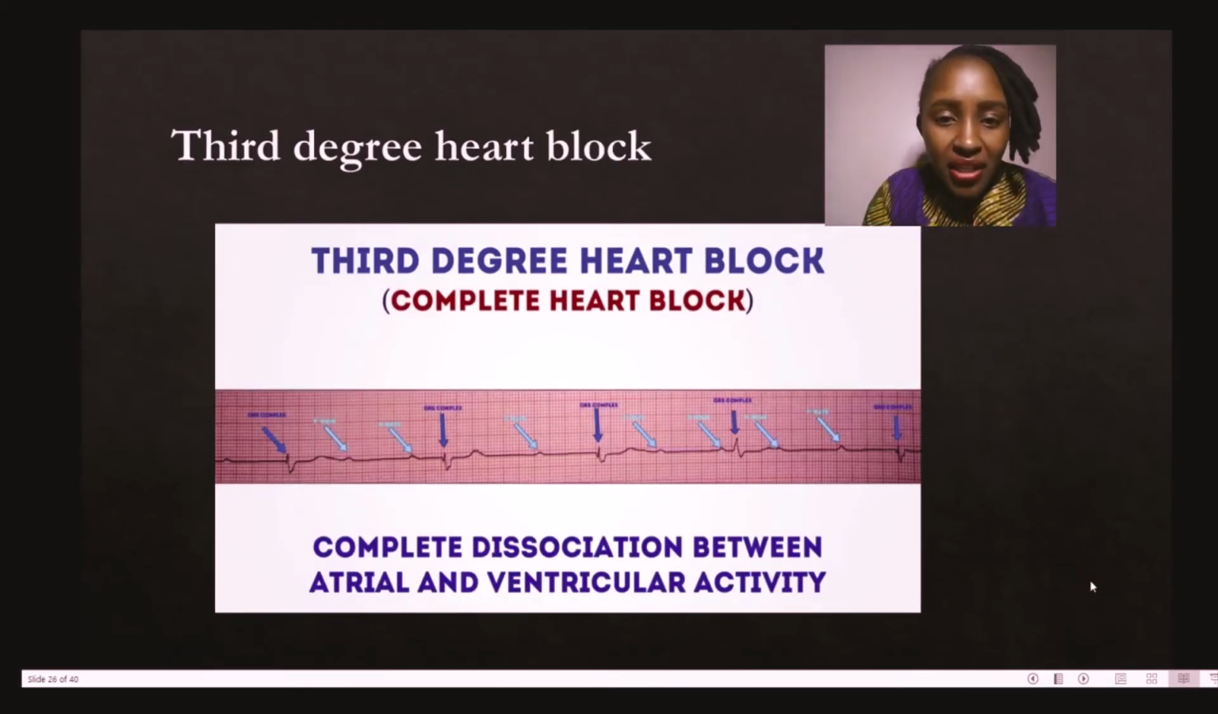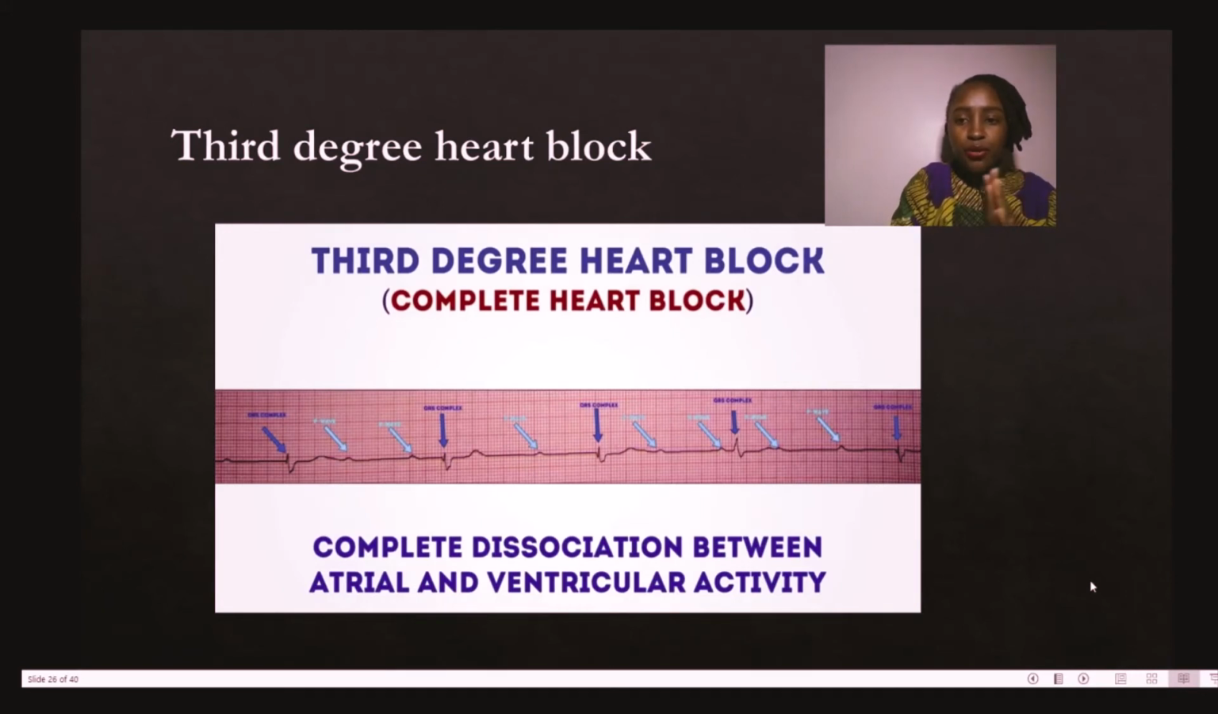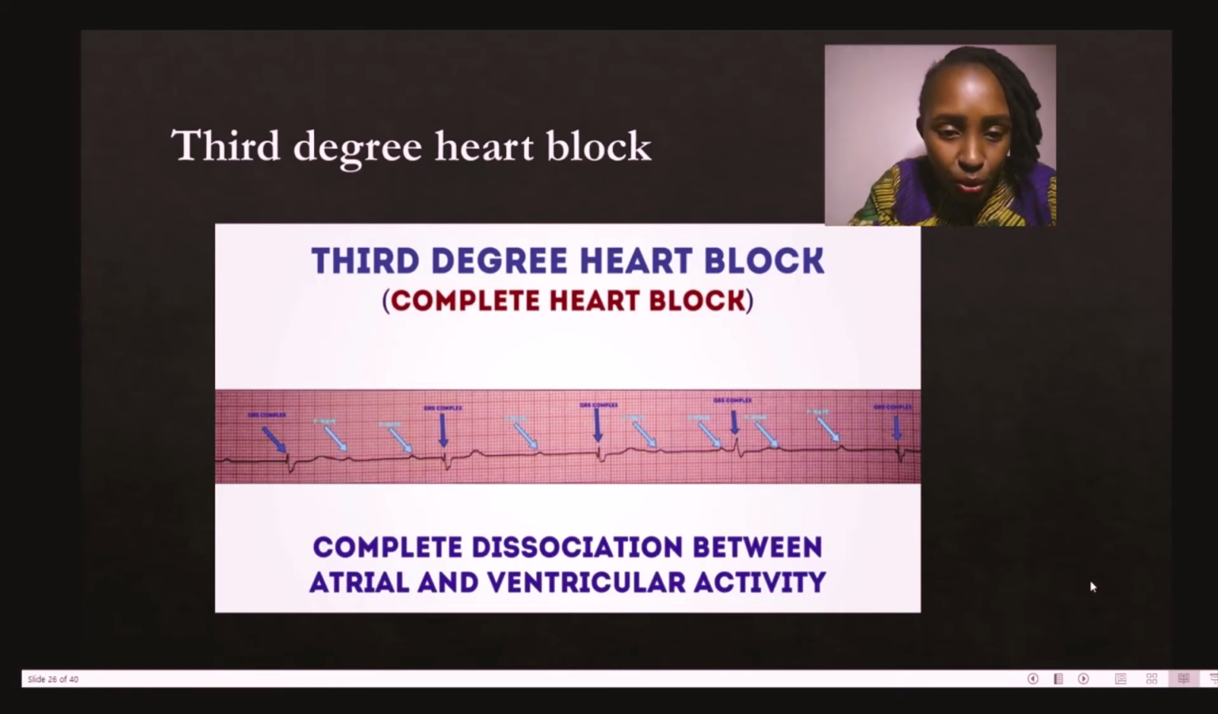Finally, we have a third degree heart block. And in a third degree heart block, we said it is complete lack of conduction, meaning the P waves, or the atria, are firing on their own and the ventricles are firing differently, and that is apparent on this, what we can see here, because you will see a QRS complex, then a P wave, then another P wave, then another QRS complex. They are not related, they're just there.